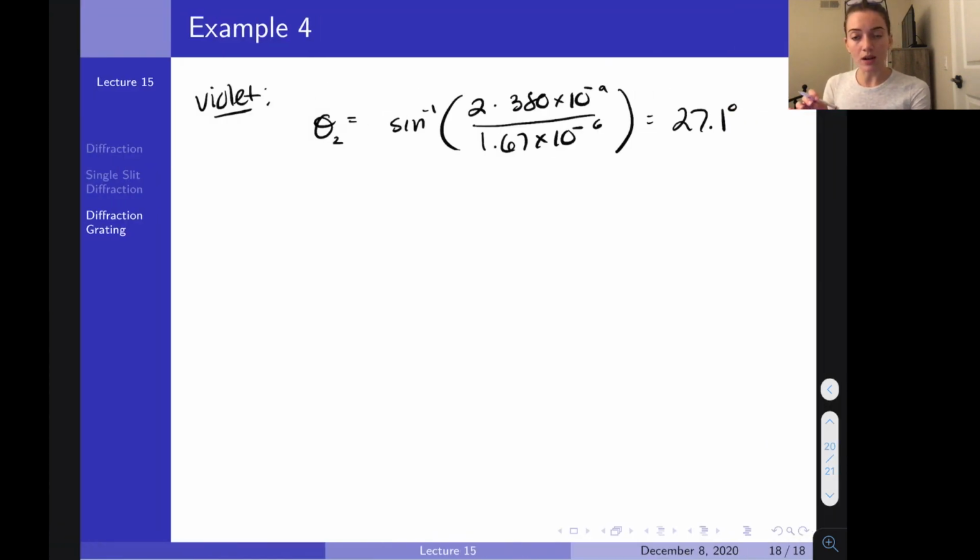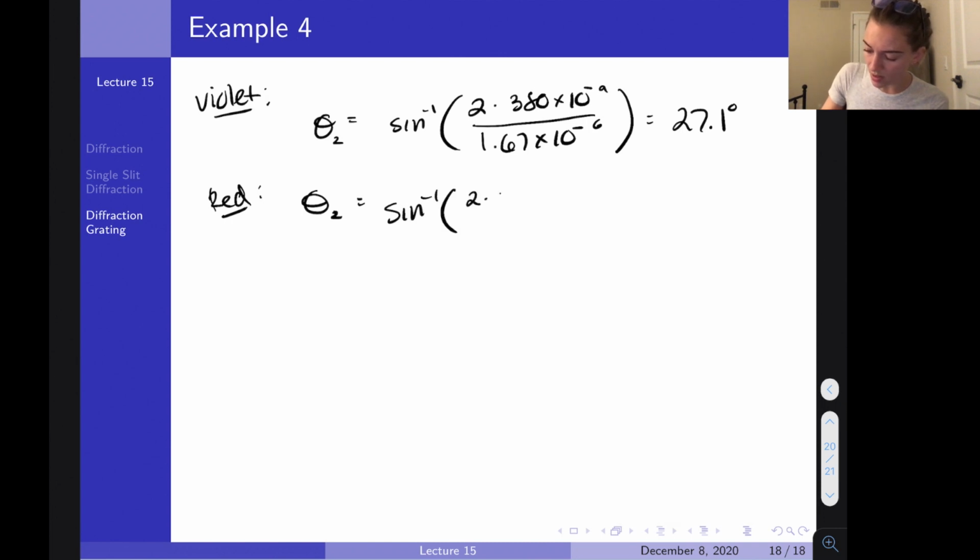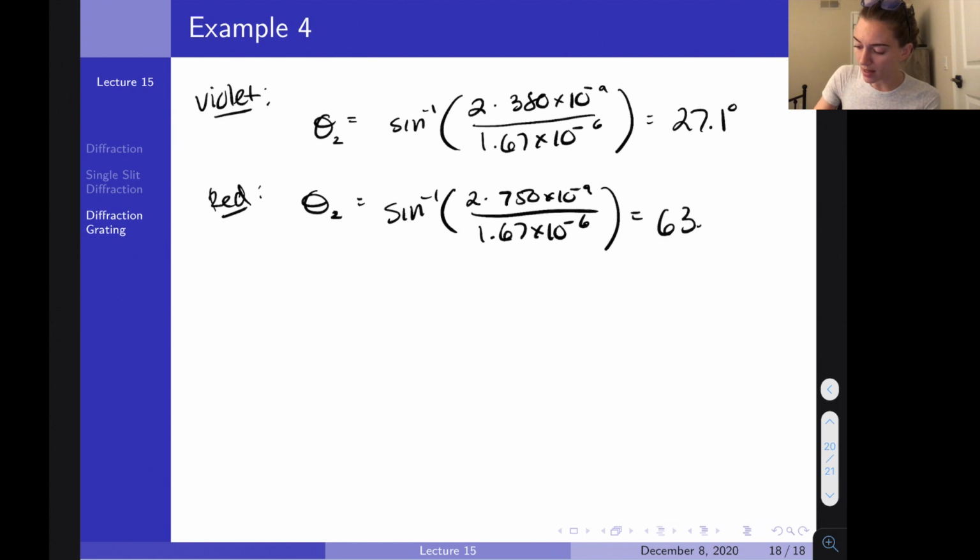But let's just do the red diffraction to be sure, even though we know red is going to be greater than this. For red, we'll have sine inverse of 2 times 750 times 10 to the negative 9 over 1.67 times 10 to the negative 6. And this comes out to 63.9 degrees. So this one has an even bigger spread than our first one, going from 27 to basically 64 degrees.